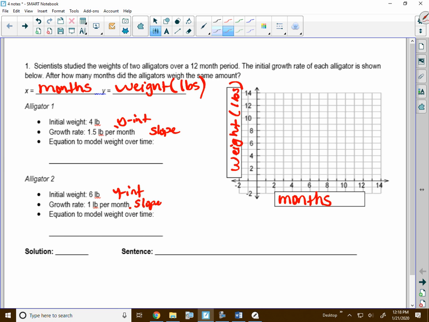Okay, so alligator 1 has an initial weight of 4 pounds, and it's gaining 1.5 pounds per month. So for this equation, I would have y equals 1.5x plus 4.